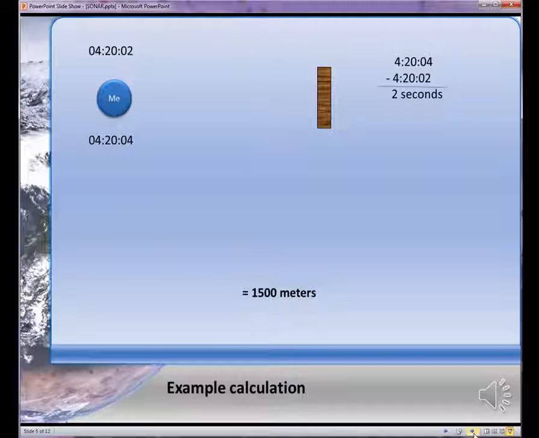So for the distance that this was away, it only took half of that time, because the other half was coming back to me. So I'm going to divide that number in two, and I get 1 second. Now there's this equation that you probably know: distance equals speed times time.